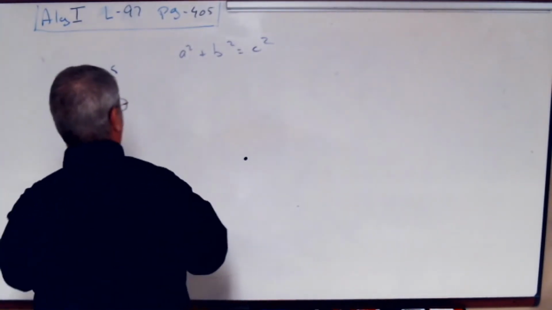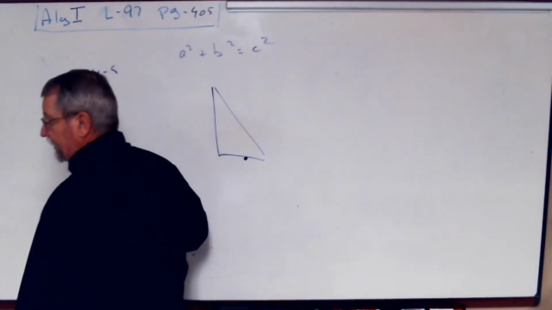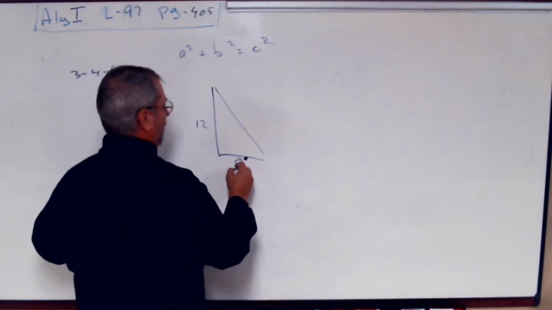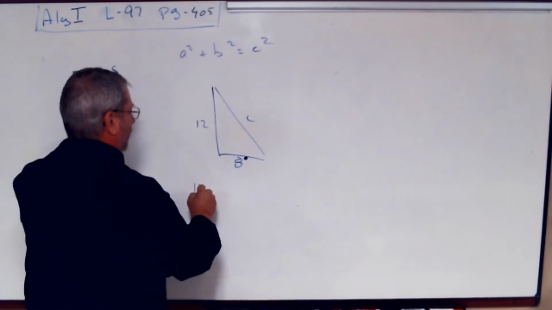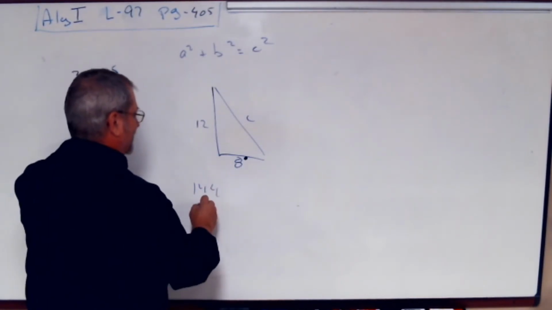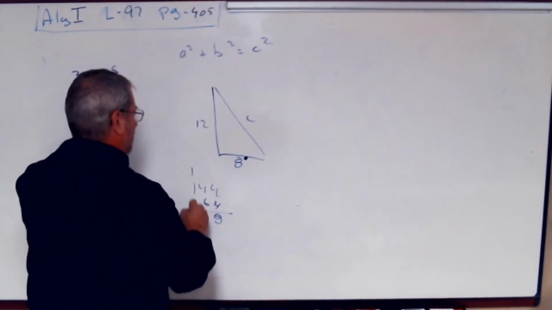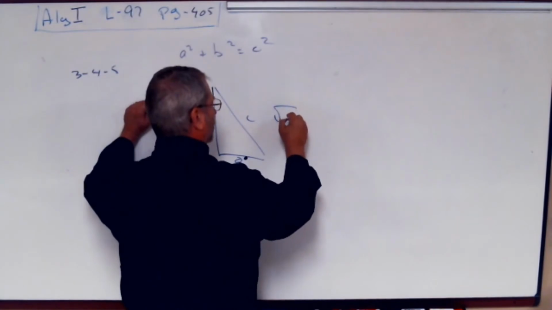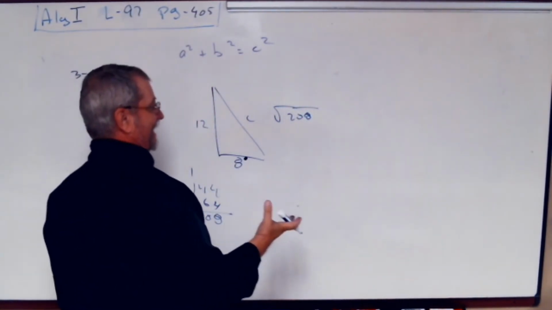They've got another one here, 12 and 8. I'm going to do it this way because I just get tired of it. Let's see. That's 12 on the long side, 8, C. 12 squared is 144 plus 64. That's 8. That's 2. So this here is the square root of 208.